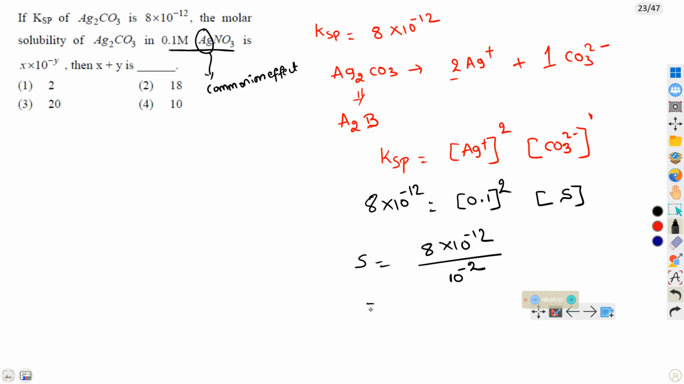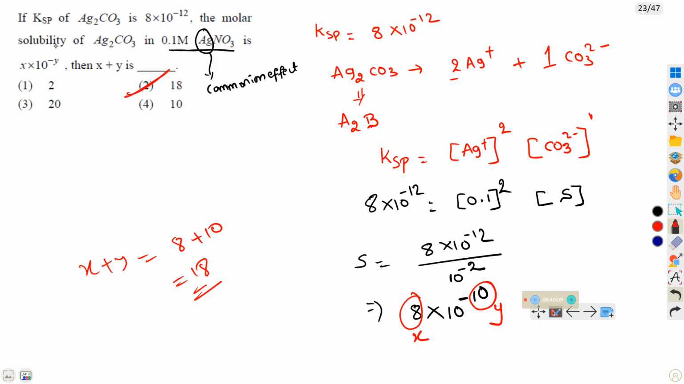Simplify. Then you will get 8 into 10 power minus 10. Here x value is 8, y value is 10. X plus y is equal to 8 plus 10, that is equal to 18. Second option correct. This is minus y, but here take y. So don't consider the sign.